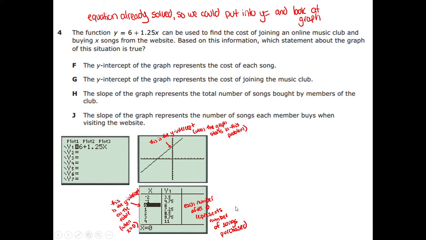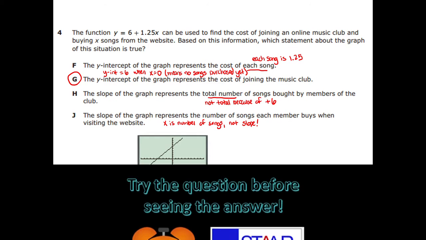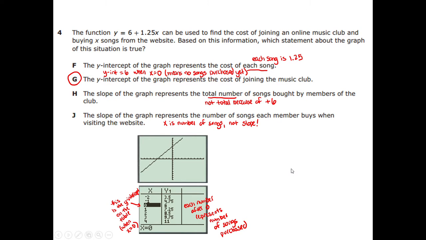Oh, here it is written out. But here's the answer. The answer to this question is G, and here's the reason why. F is talking about the y-intercept, and each song is 1.25, not 6, which is the y-intercept.